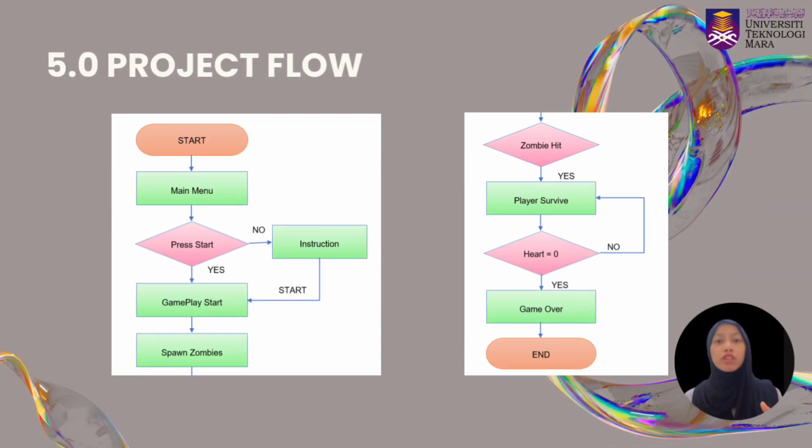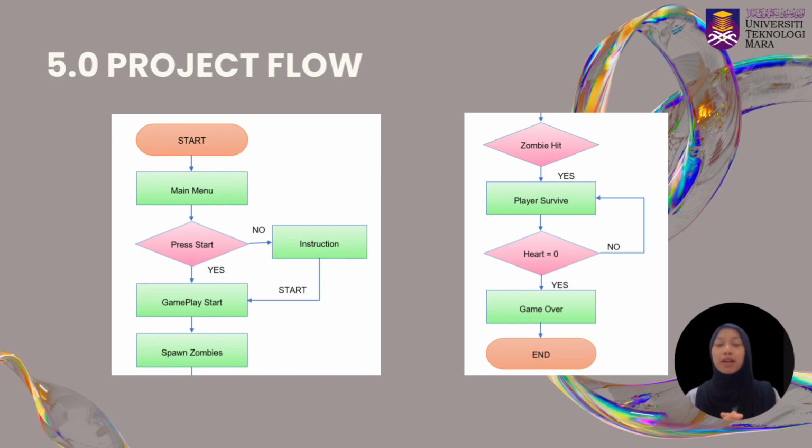project flow. So this flowchart explains the overall flow of the Zombie Attack game, starting from the main menu until the game ends. For the start and main menu, the game begins at the start point and continues to the main menu. At this stage, the player can choose whether to start the game or view the instruction. If the player does not press start, the game will display the instruction screen. After reading the instruction, the player can return and start the game. If the player presses start, the gameplay will begin.